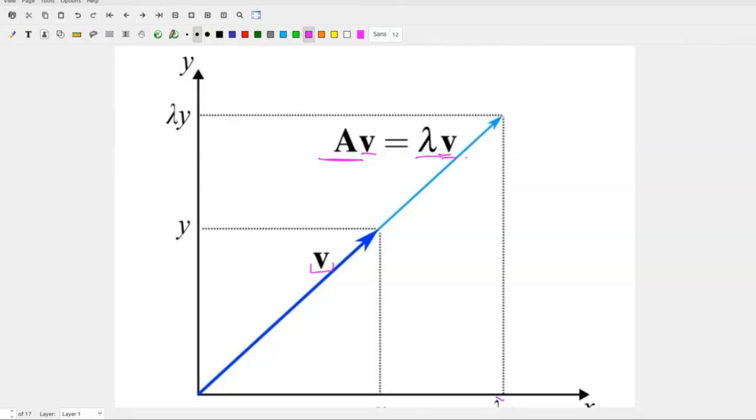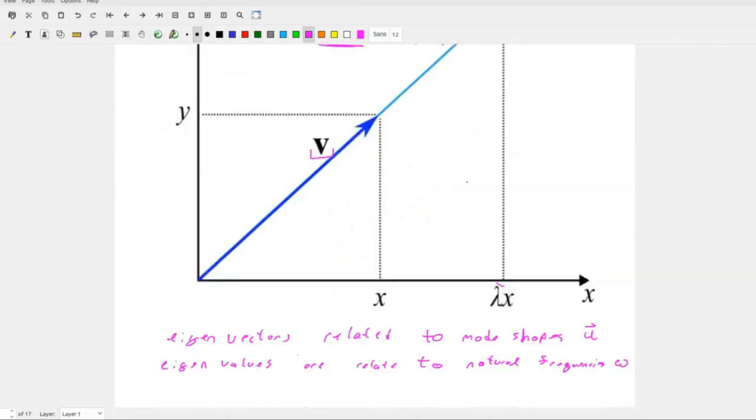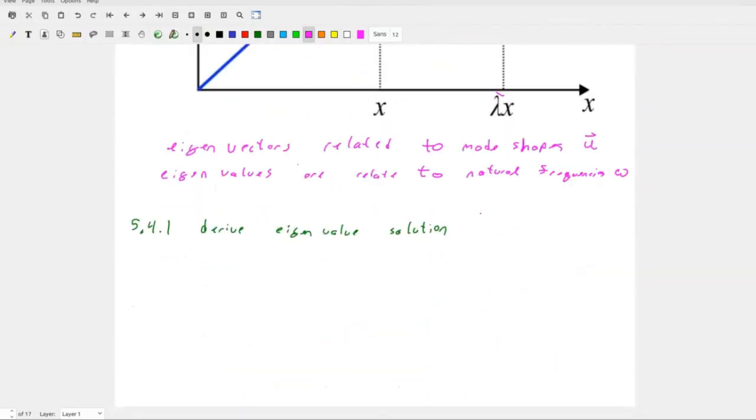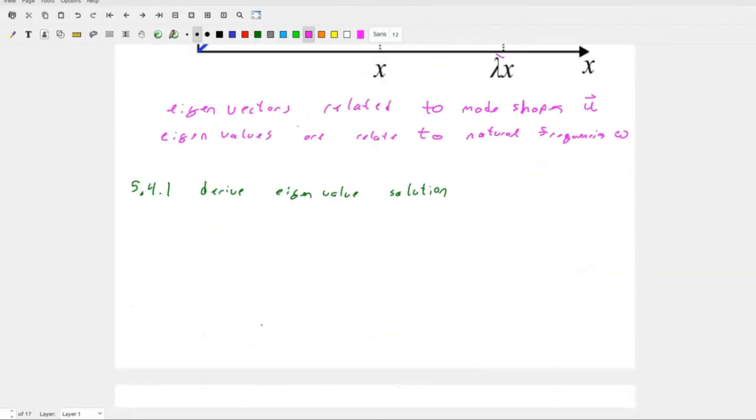So I need to get all of the information of my multiple degree of freedom system into A, but A is a single matrix, and I have two matrices, right? I have mass and stiffness. So we want to generate a mass normalized stiffness matrix.